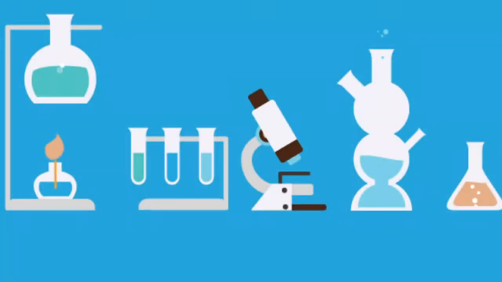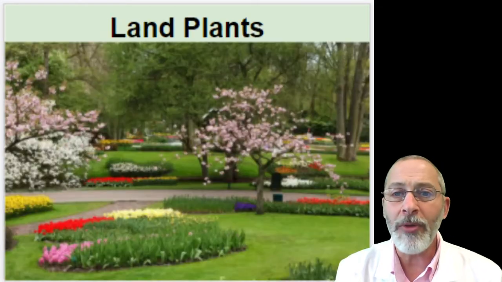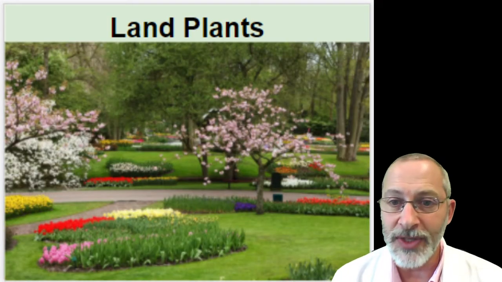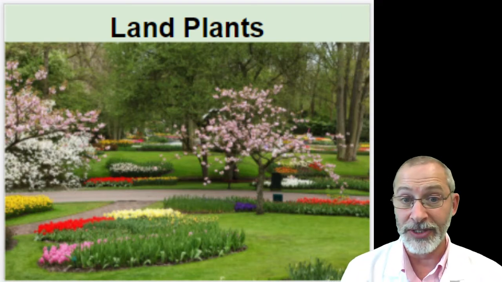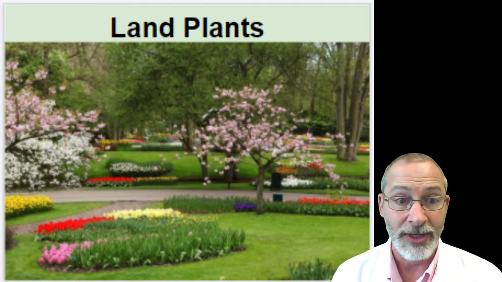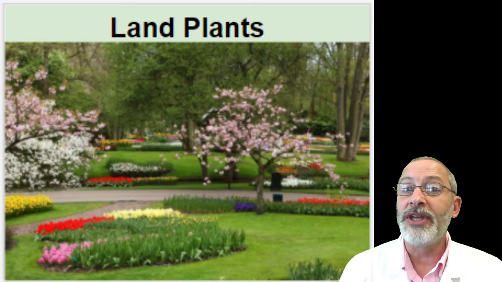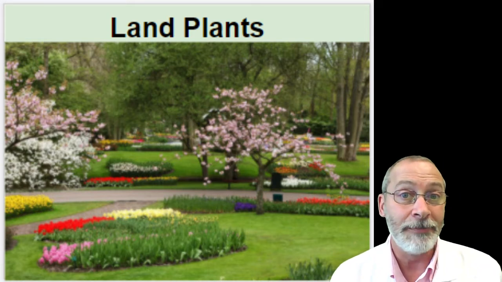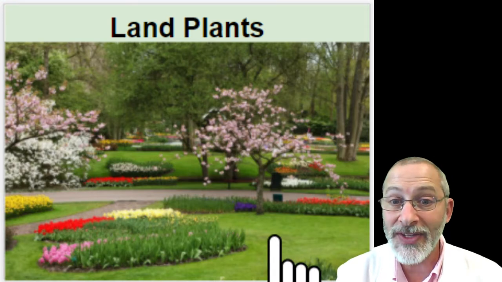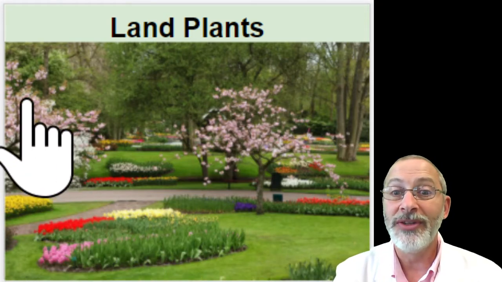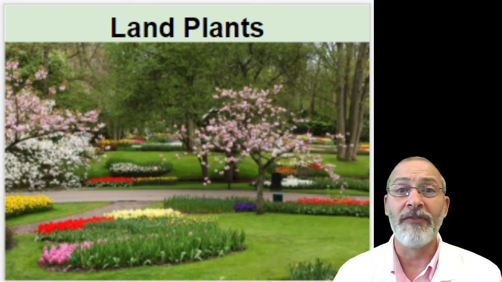When we think of land plants, we probably have certain images that come to mind. Maybe some of you think of these kinds of plants when you think of land plants. So looking at this picture here, can you name some of the different plants that you see? All right, maybe you mentioned grass, the flowers, the trees, and shrubs, lots of different kinds of land plants.